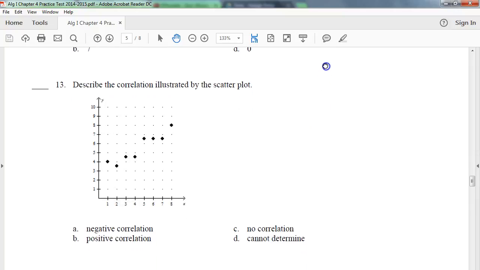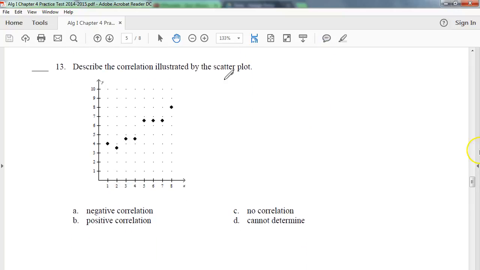Number 13, describe the correlation illustrated by the scatter plot. This looks like we could draw a trend line in here with a generally increasing slope or increasing trend. That's going to be a positive correlation, so 13 is B.